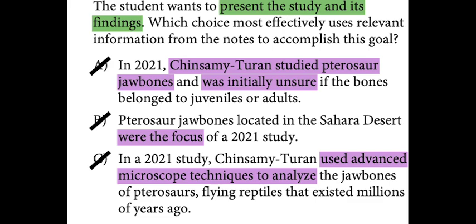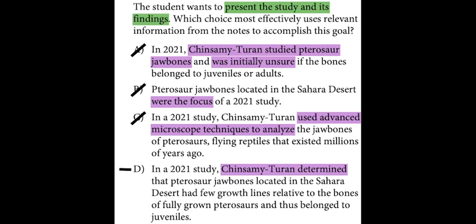C actually does a nice job of presenting the study and its methodology, but not its findings. D gives us everything we're looking for. Determined is a nice findings word, so we're all set. Notice again that I only read the 6 words in the prompt plus the answer choices. This was sufficient to logically conclude that D is the correct answer.